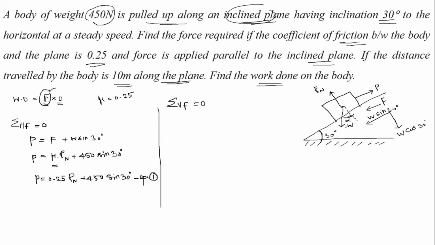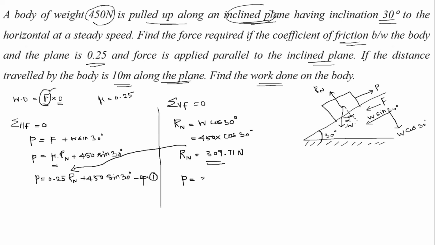Now, the sum of vertical forces is equal to 0, right. So, Rn is equal to W cos 30 degree, where W is 450. So, 450 into cos 30 degree. What is the value of Rn? Rn is equal to 309.71 Newton. Substitute this Rn value in equation 1. Then P is equal to 322.42 Newton, right.